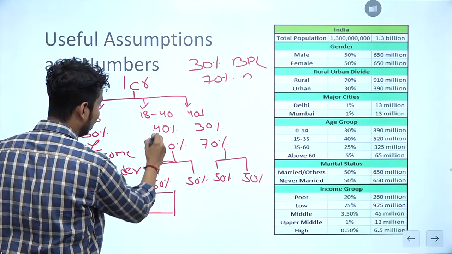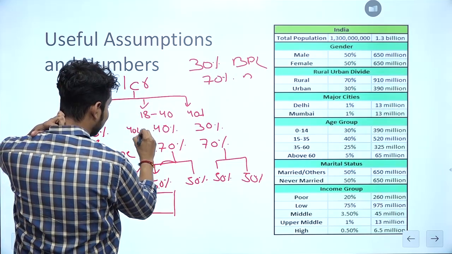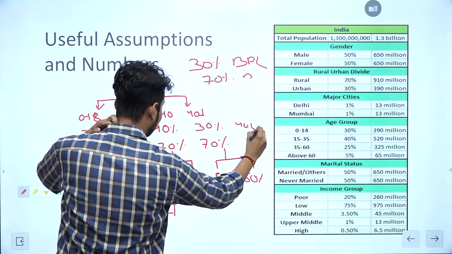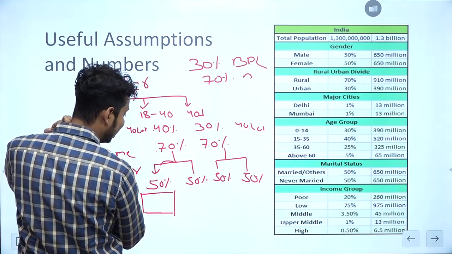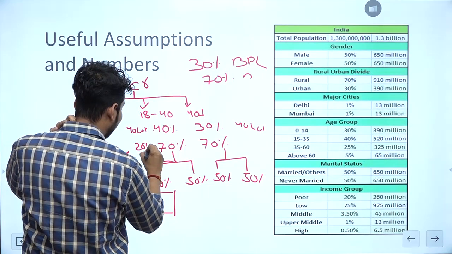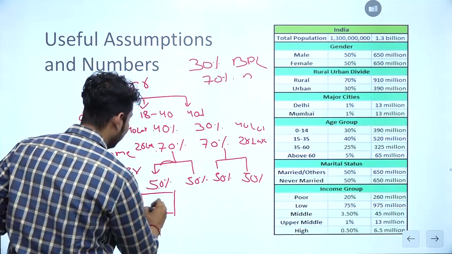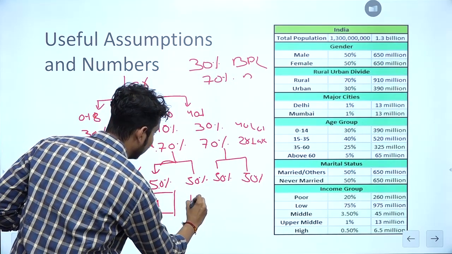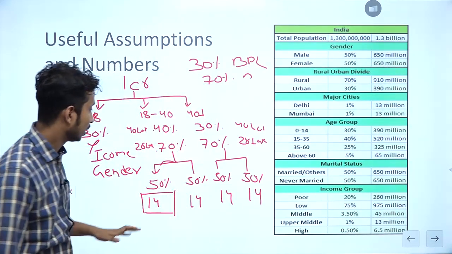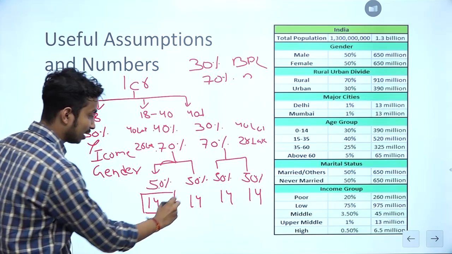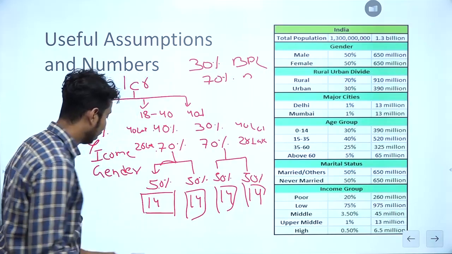So 50%, 40%, 70%. After calculating, this will become 40 lakh. This will also become 40 lakh. 70% of 40 lakh will be 28 lakh. So for easier calculation, 28 lakh is fine. And then 14, 14, 14, 14. Okay, so we have come up with this number. We have this population, 14, 14, 14, 14 till now.